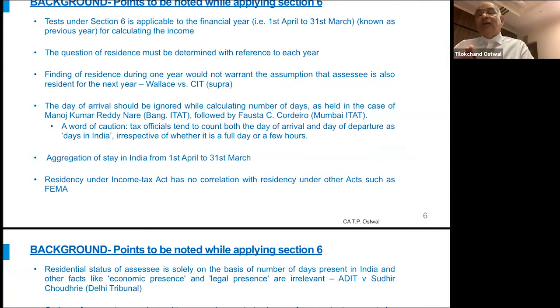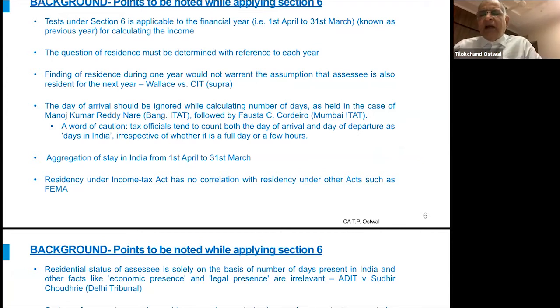In India, please note one thing: resident under the Income Tax Act and resident under the Foreign Exchange Management Act, we have two different acts. Both the laws talk of resident and non-resident. Both are on totally different footings. They have nothing to do with each other.